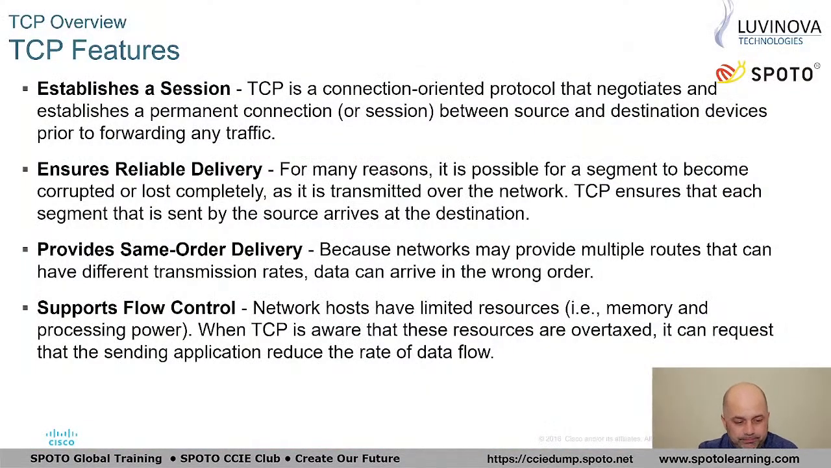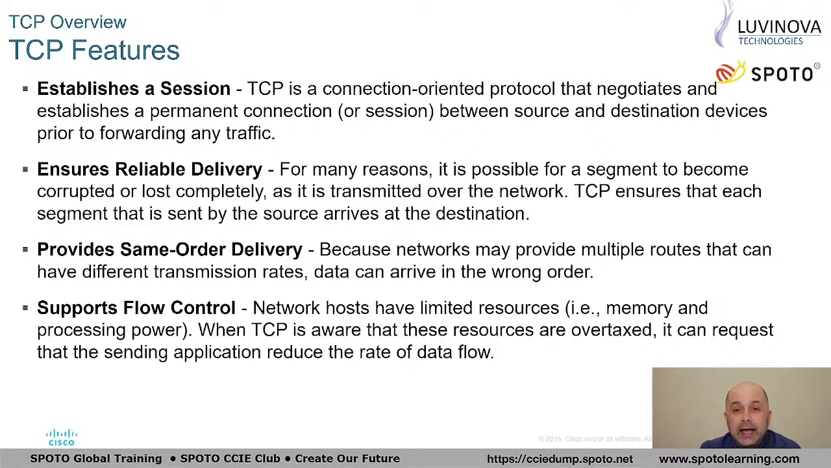So, TCP overview. TCP features. Establish a session. TCP is a connection-oriented protocol that negotiates and establishes a permanent connection, or we also call it a session, between source and destination devices prior to forwarding any traffic. Whenever an application opens the channels, the TCP session is established and stays established until the destination receives all the information from the source. When the destination acknowledges that the whole data arrived, the session is terminated.